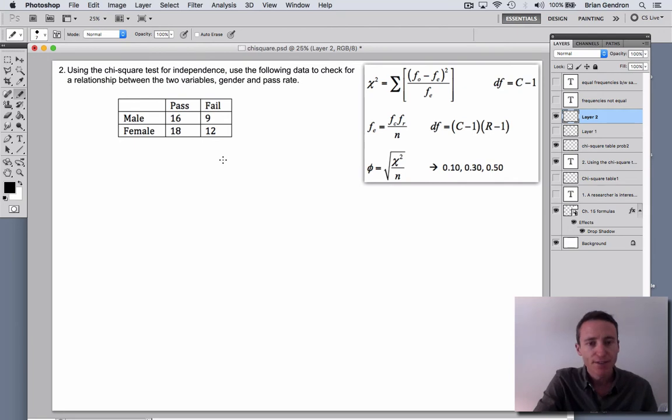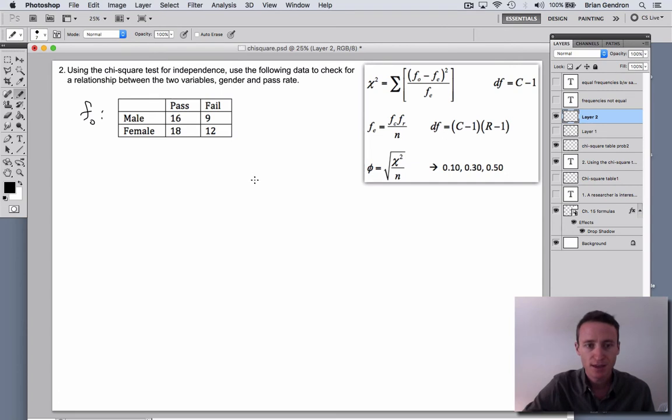So imagine there's some course with a bunch of males and females in it, and we want to know if the likelihood of passing the course is related to gender, or simply put, if gender and pass rate are independent of one another, which is where the name of this test comes from, the chi-squared test for independence. Now again, what we need to do is compare our observed values, which are right here. These are the values that the researcher observed.